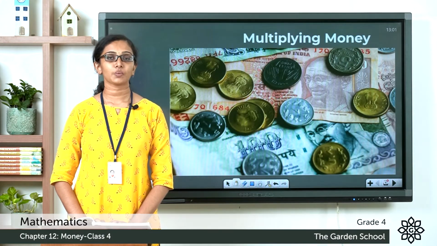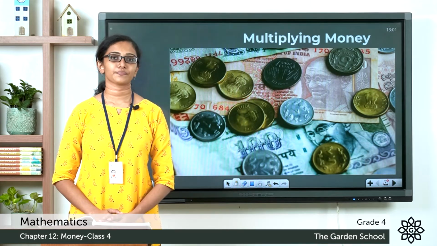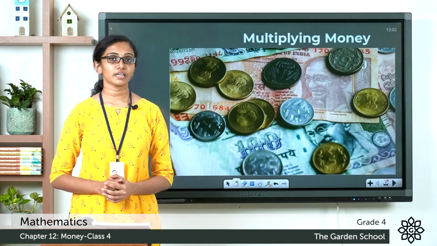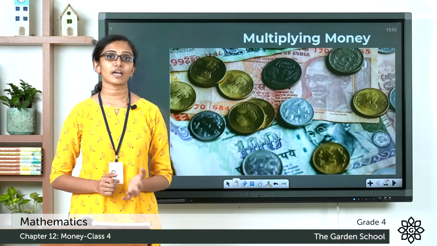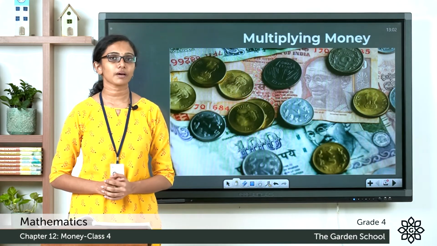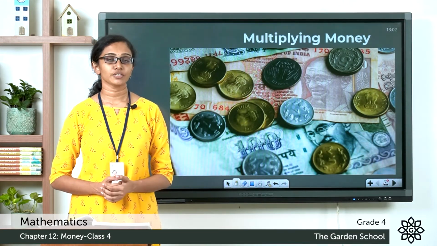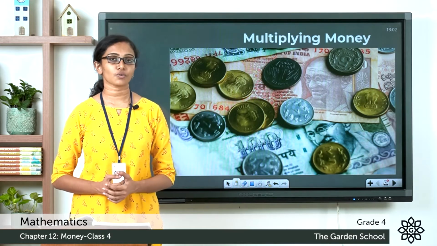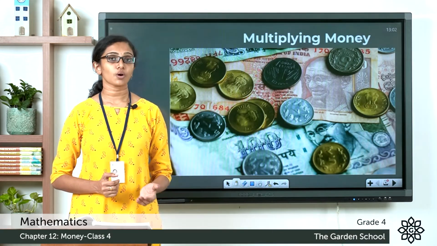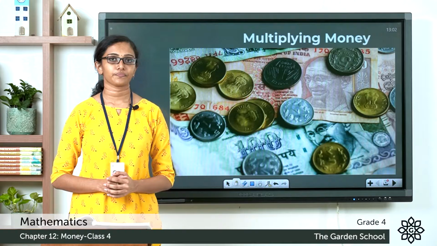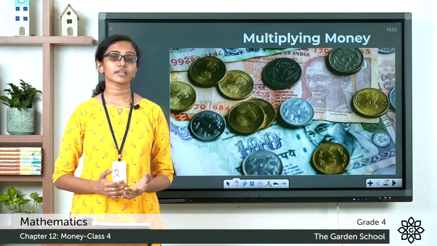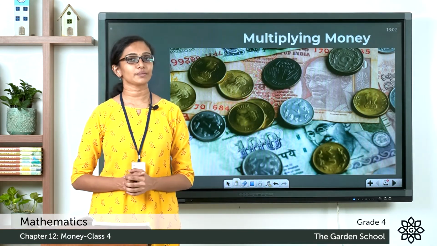Today, let's learn how we can multiply money. Multiplication of money is the same as multiplication of any two numbers, but just keep in mind that while doing the calculation, whenever 100 paise is crossed, you have to carry it over as 1 rupee. Now, let's see how we can do the multiplication of money with some examples.